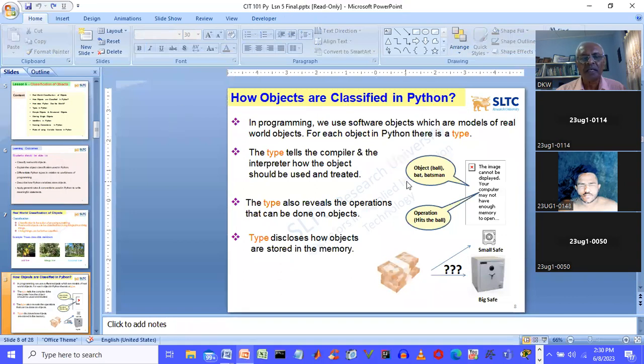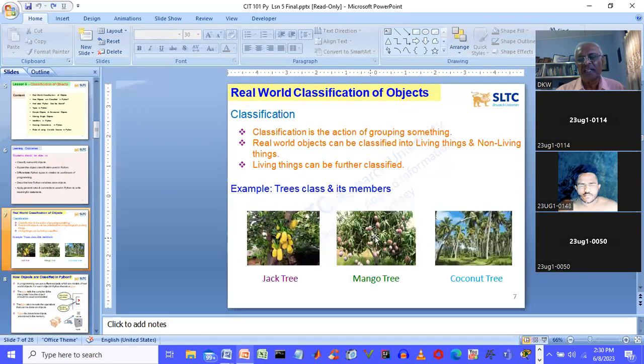I was talking about how we classify things in the real world. We classify physical things in the real world, such as maybe oceans, maybe planets, maybe trees, maybe vehicles, and various other categories. Maybe children, maybe human beings, maybe animals, birds. All these are classes, right?